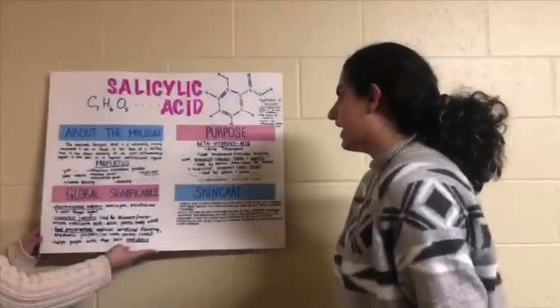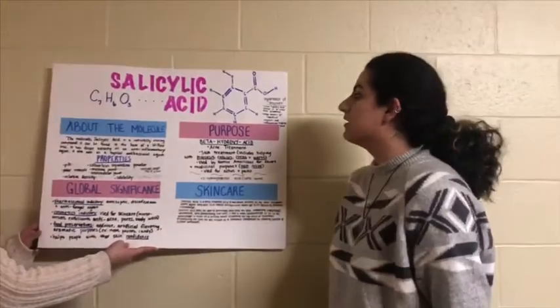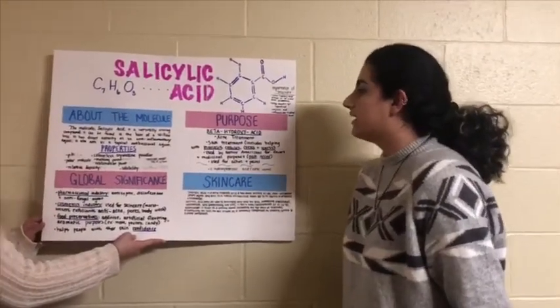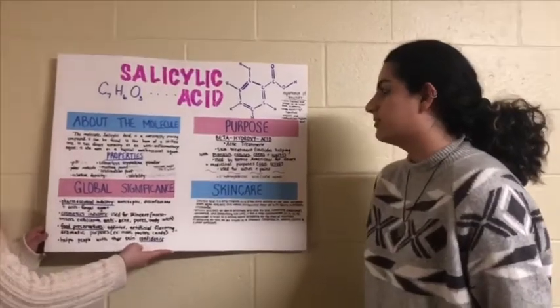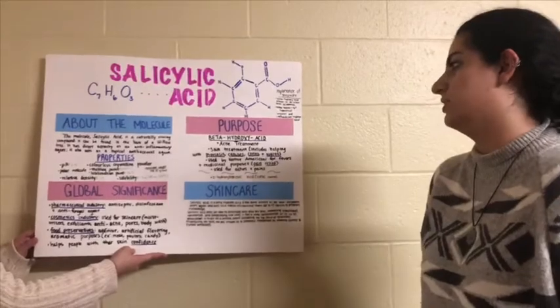So the molecule salicylic acid is a naturally occurring compound. It can be found in the bark of a willow tree. It has direct activity as an anti-inflammatory agent. It also acts as a topical antibacterial agent.